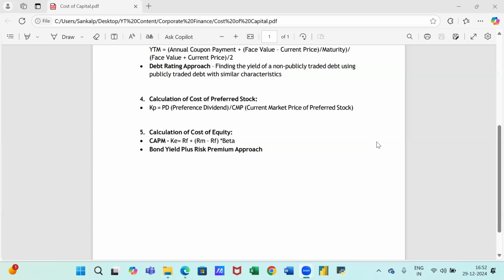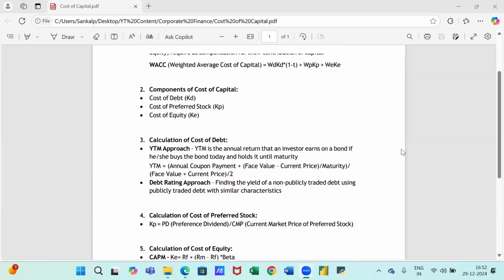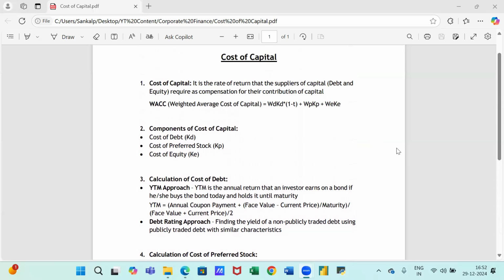And second is the bond yield plus risk premium approach. As we saw earlier, how we calculate bond yield, we'll first calculate the bond yield of that company's debt security, add a risk premium to it, and finally get our cost of equity. So this was a basic discussion about cost of capital, its components and how we calculate them.